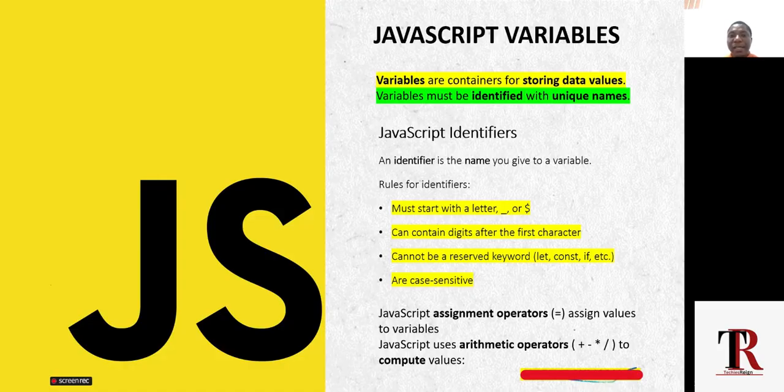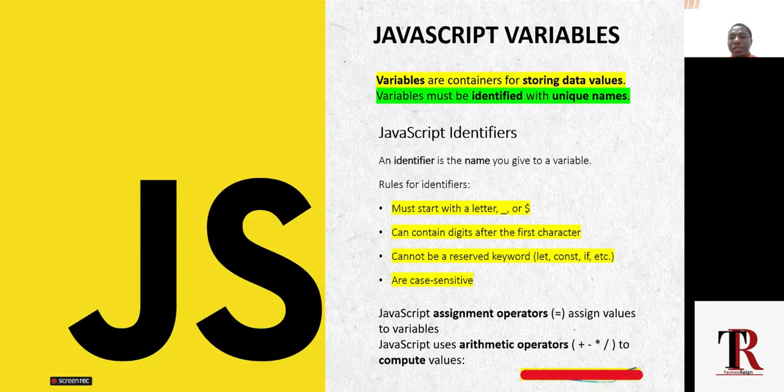And the fourth one says they are case sensitive. So when naming your variable, case sensitivity is very important so that you don't get an inconsistent result at the end of the day. And also, the JavaScript assignment operator, the equal sign, is used to assign values to variables in JavaScript.